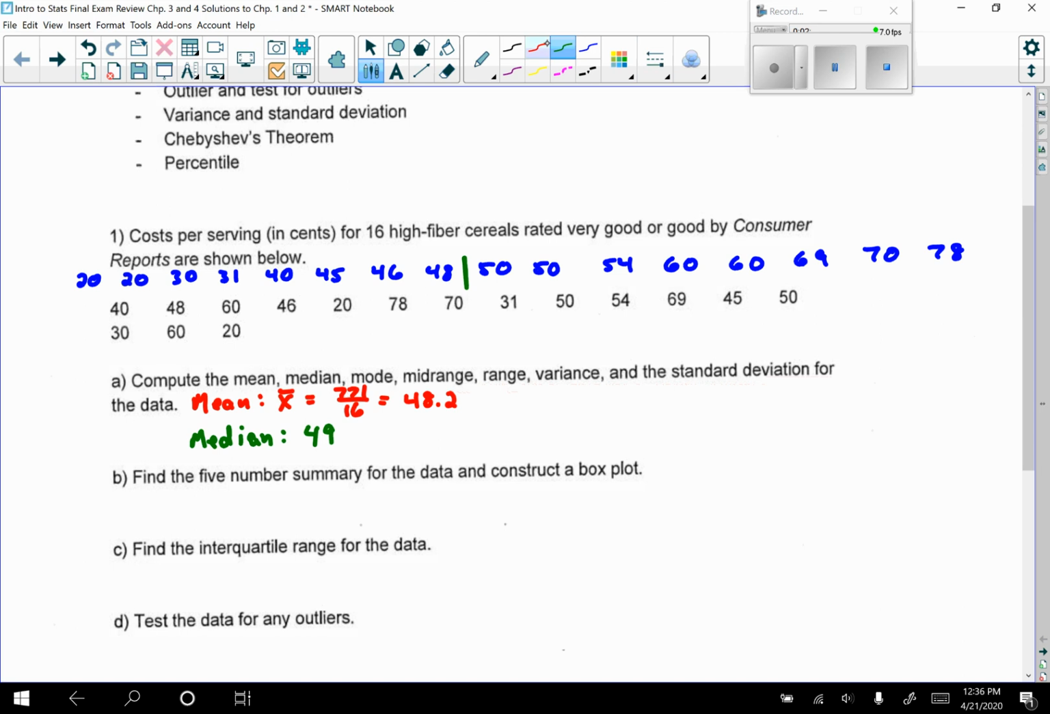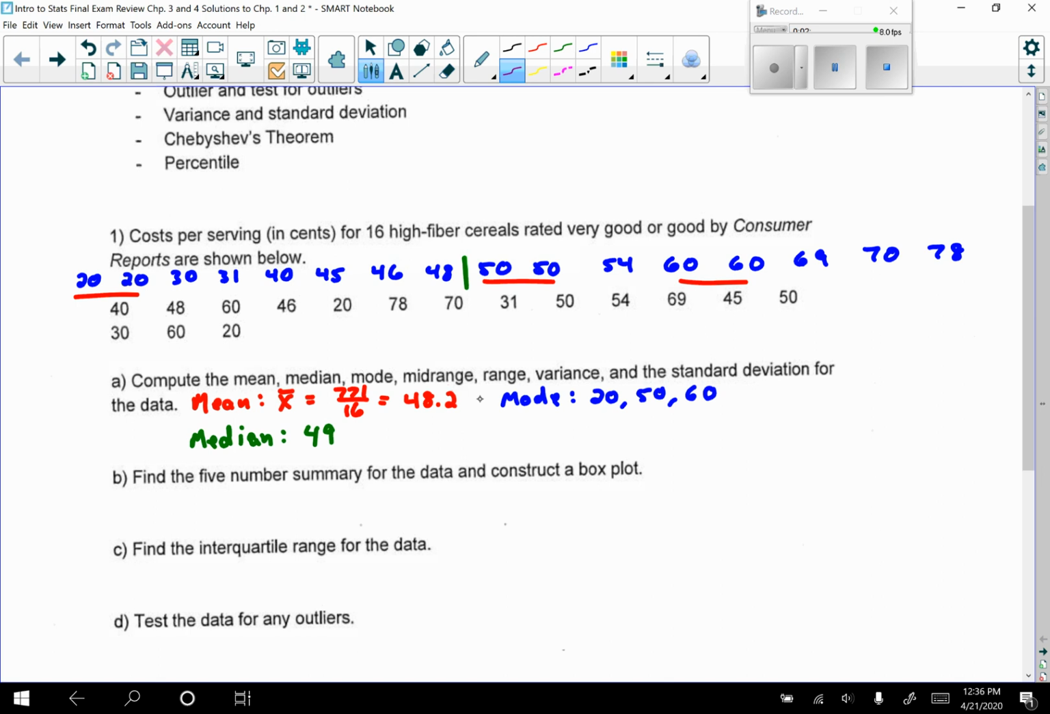The mode is values that show up the most. So if you notice here, we have several values that could be the mode. We have 2 20s, we have 2 50s, and we have 2 60s. So our mode is going to be those 3 values. Remember, we could have no mode, we can have exactly one mode, or we can be multimodal. In this case, our mode is 20, 50, and 60.